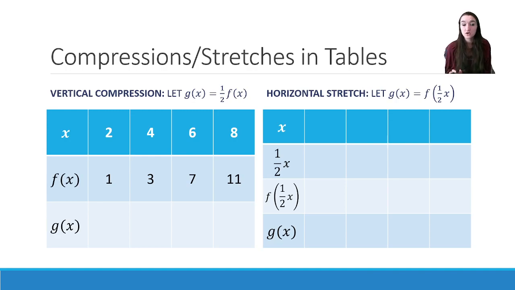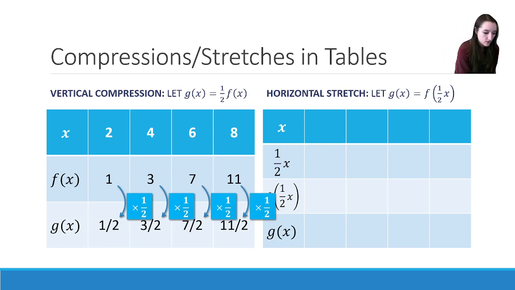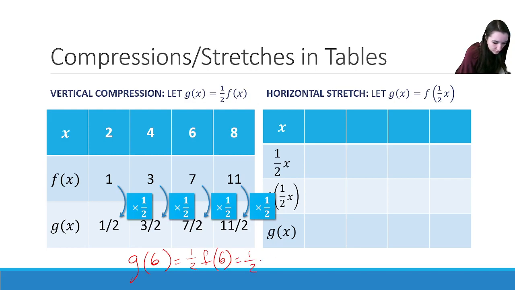Okay. So let's look at this in its tabular form as well. So again, same function as before, but now we have g of x equals 1/2 f of x, and g of x equals f of 1/2 x. So if we start with the vertical compression, again, pretty simply, we just multiply all of our outputs by 1/2. So 1 becomes 1/2, 3 becomes 3/2, and so on. So here we get g of 6 equals 1/2 times f of 6, which is 1/2 times 7, or in other words, 7/2.